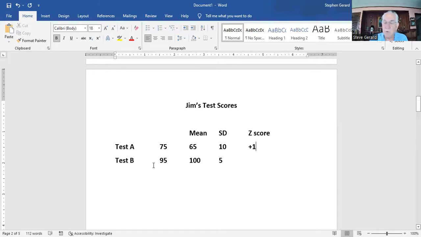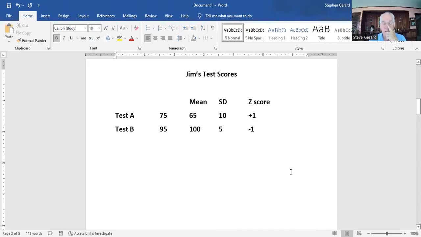On the second test, where he apparently scores higher, you have X, 95, minus X bar, so you have 95 minus 100. So you have a minus 5 divided by 5, and this gives me a z-score of minus 1. Well, what that says to me is on test 1, Jim scored 1 standard deviation above the mean. On test B, he scored 1 standard deviation below the mean. So by that, he did a lot better on test 1, even though his raw score is higher on test 2.